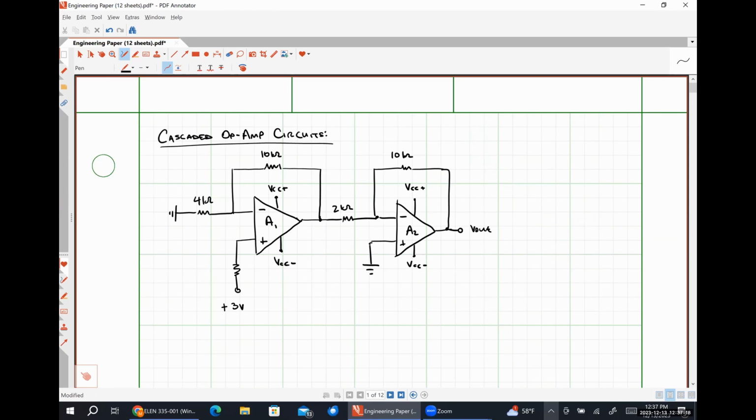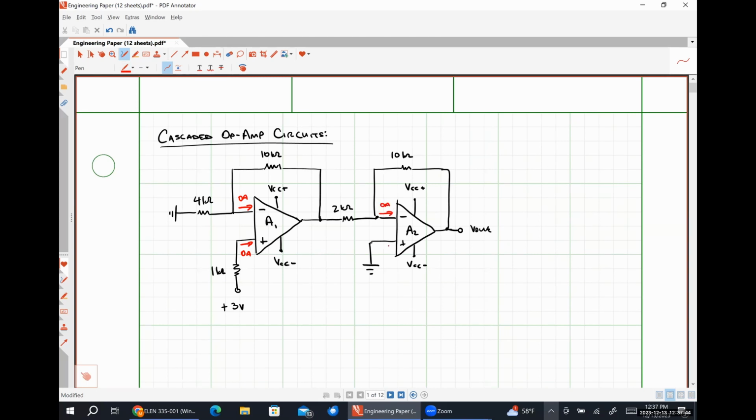The hard way is effectively applying the rules that we've used previously to analyze negative feedback op-amp circuits. So I can observe from the jump here that this current is 0 amps. This current is 0 amps. I forgot to give this resistor a value, so let's call it 1 kilo ohms.